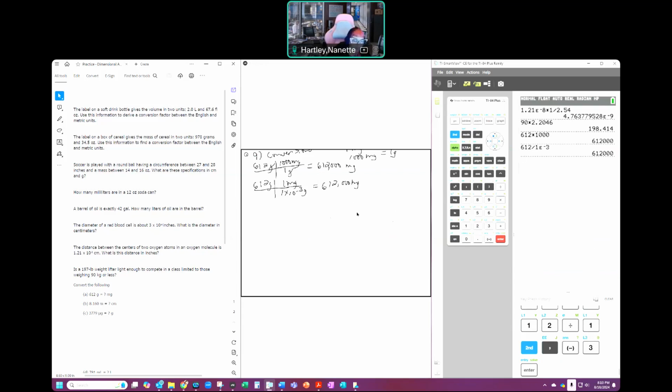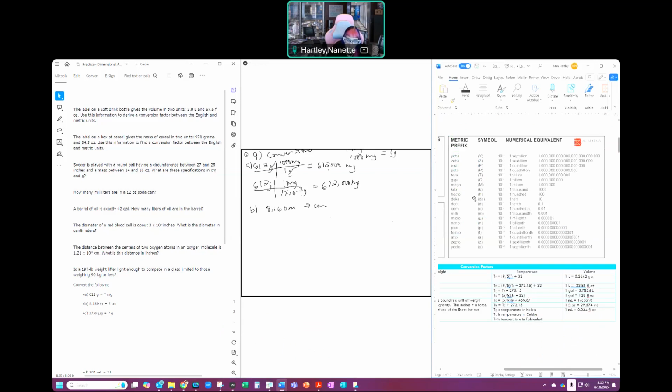All right, so that's the first one. That was 9. This is A. With B, we've got 8.160 meters, and I want to go to centimeters. So if I look at my handout again, I want to know how many centimeters are in a meter. And it says 10 to the minus 2 or 0.01. So I have 8.160 meters, 1 times 10 to the minus 2 meters in 1 centimeter.